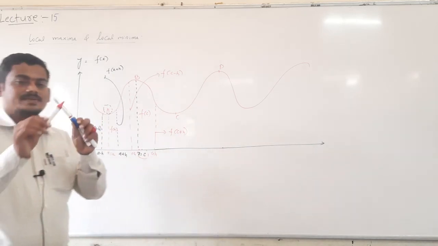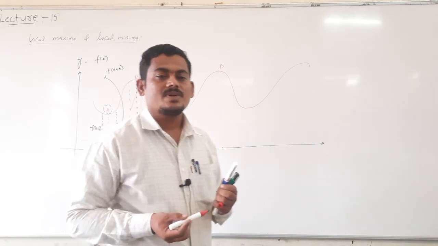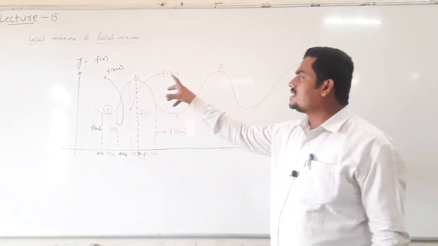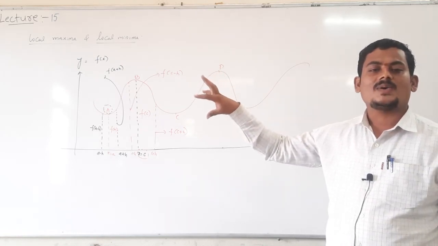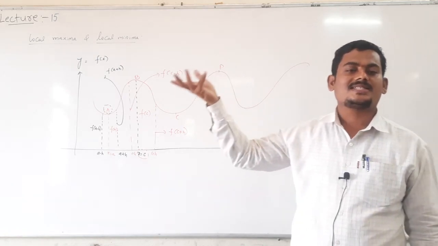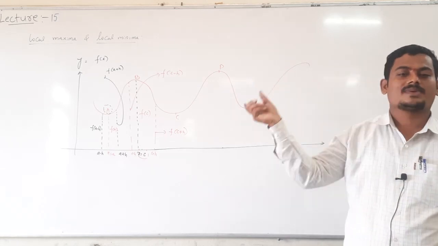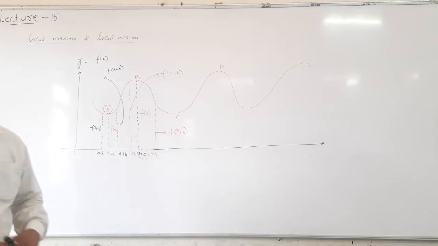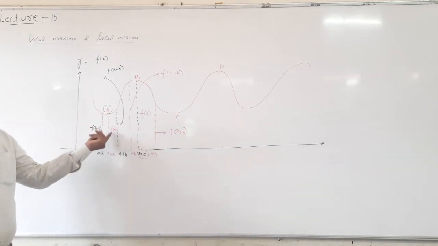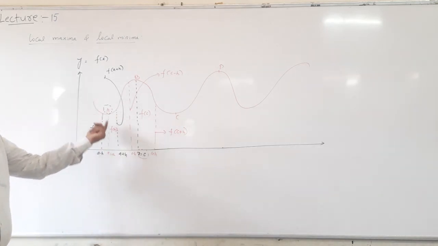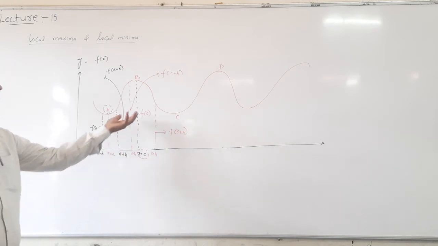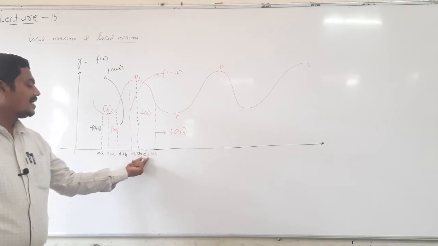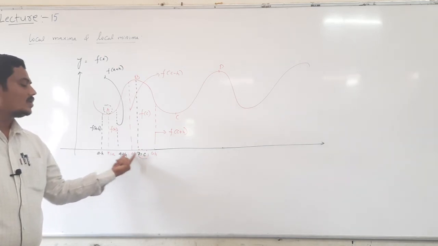In such cases, we use the words local maximum and local minimum. In a given interval, suppose the function attains a minimum value, and in some other interval it attains a maximum. This is the minimum value when compared to the neighborhood points of a, and f(c) is the maximum value when compared to the neighborhood points of c.